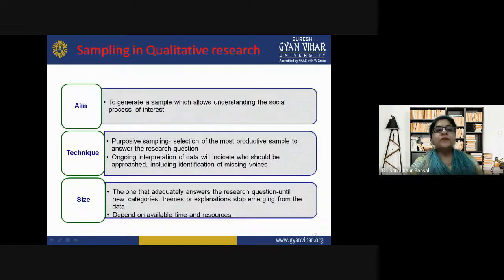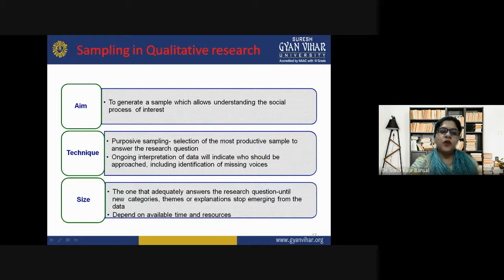Okay, students? Now, sampling in qualitative research, how is it done? It is done on the basis of aim, technique, and size. Let's understand them one by one. First of all, aim: to generate a sample which allows understanding of the social process of interest. So this is a sampling where any particular social interest will be taken into consideration. What do people think on a particular topic, a particular situation? This is seen in this type of qualitative research.